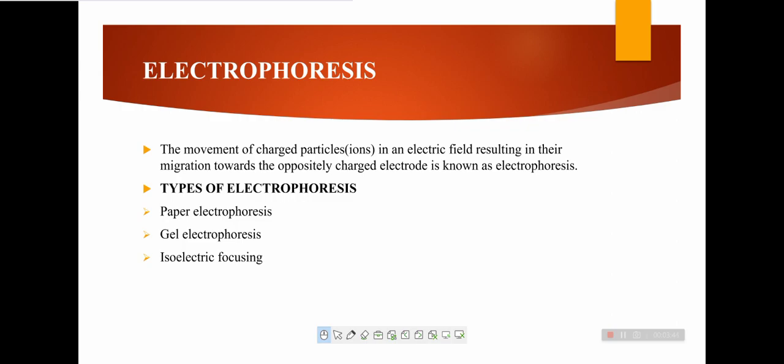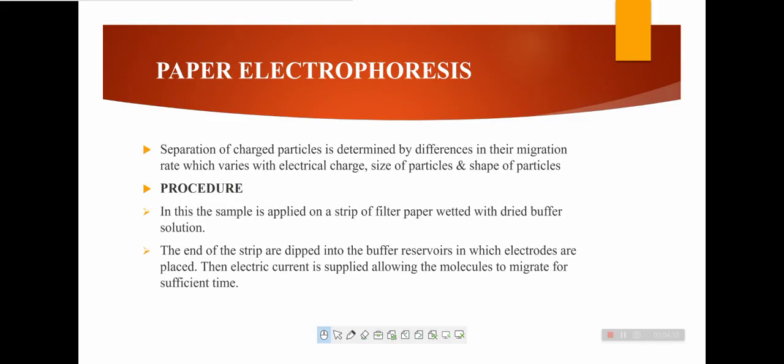Electrophoresis is used in laboratories to separate macromolecules based on size. The technique applies a negative charge, so proteins move towards a positive charge. So basically, the charged particles in the presence of an electric field move towards the oppositely charged electrodes, which results in the separation of these macromolecules.